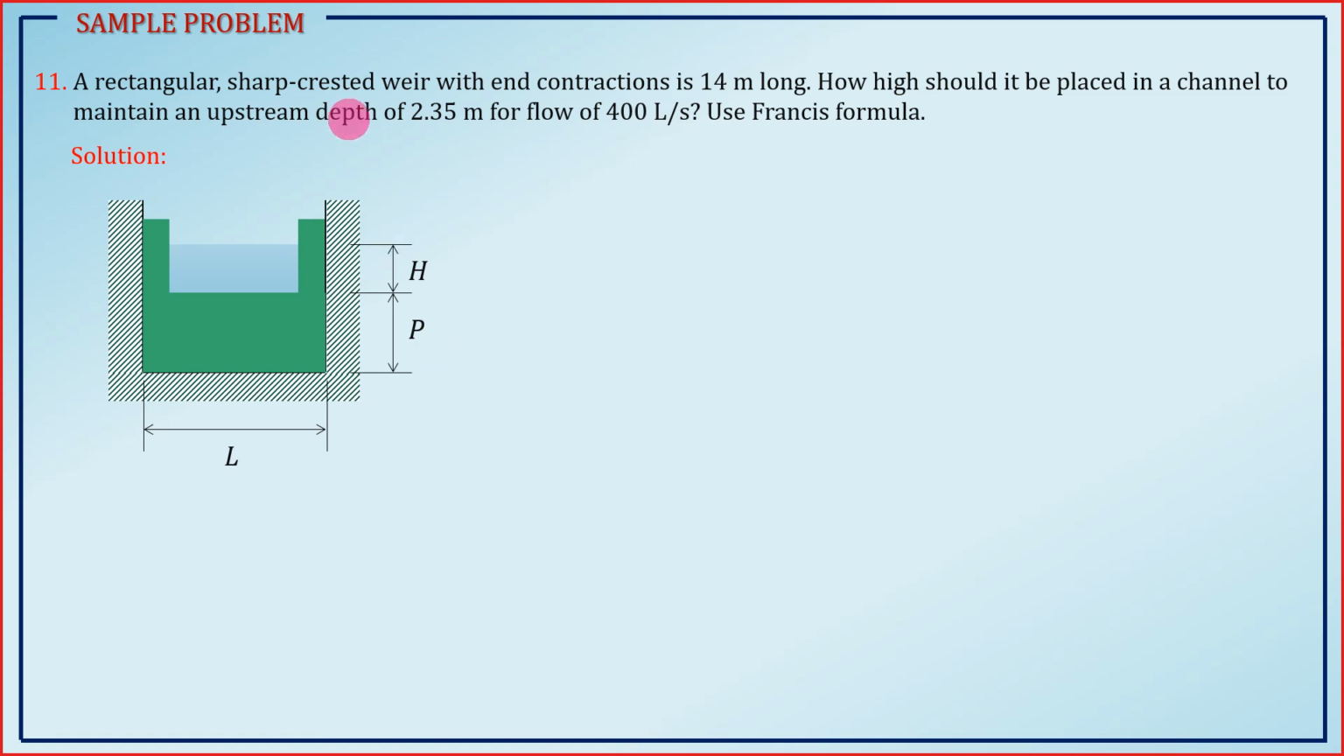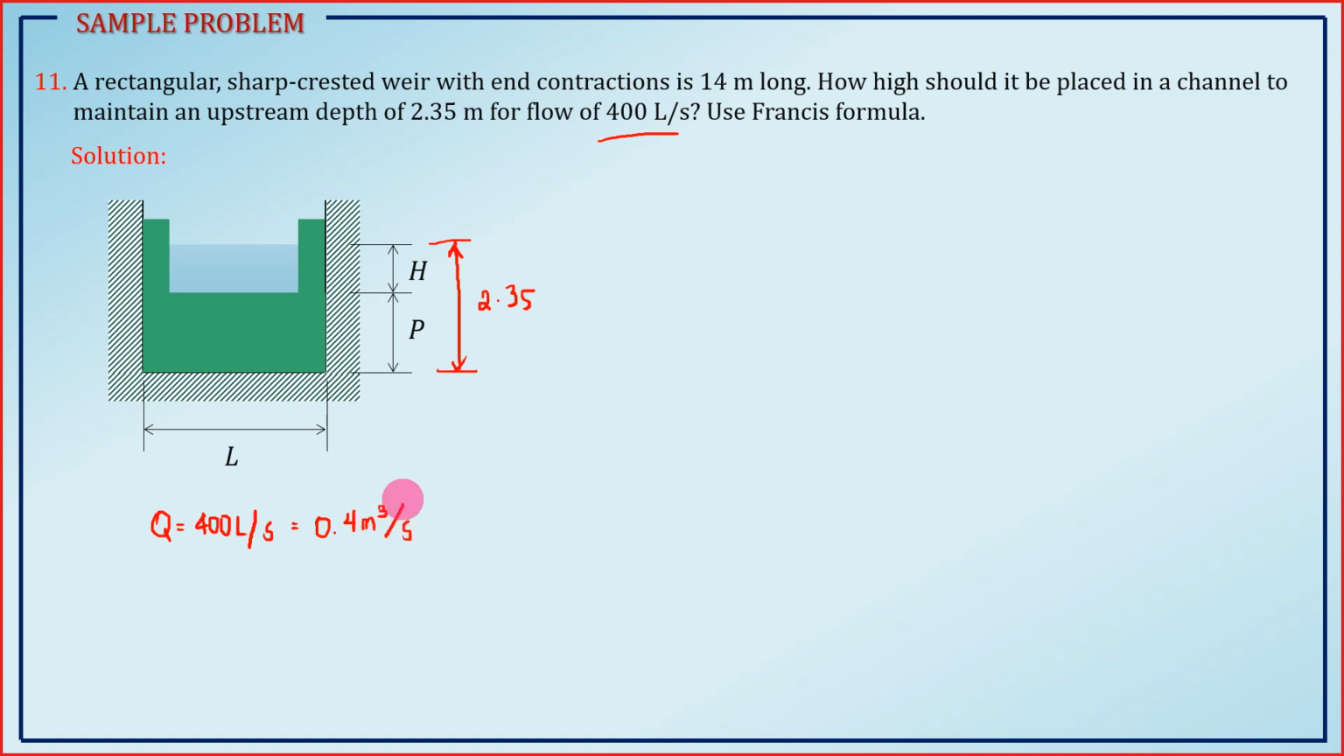What was given is the total depth of the upstream, which is the sum of H and P. This is the depth we need to maintain for this flow of 400 liters per second. So, we have given Q. Q is 400 liters per second, or in cubic meters per second, that is 0.4.